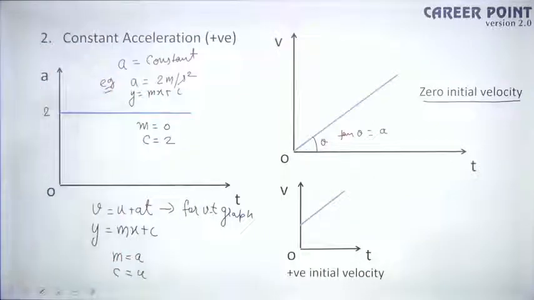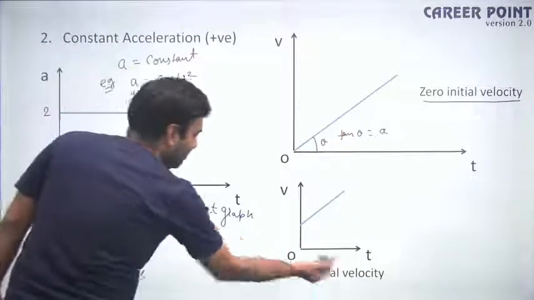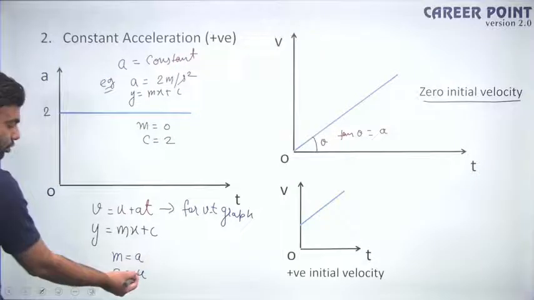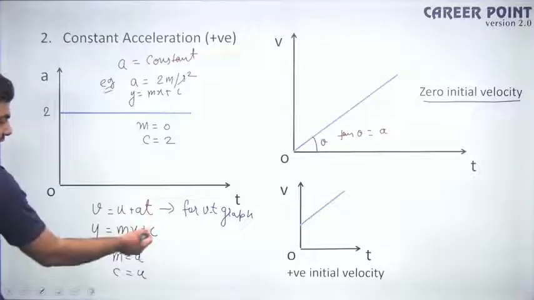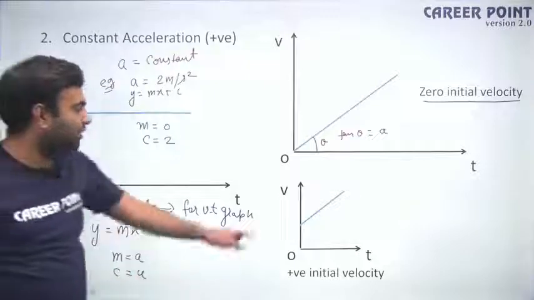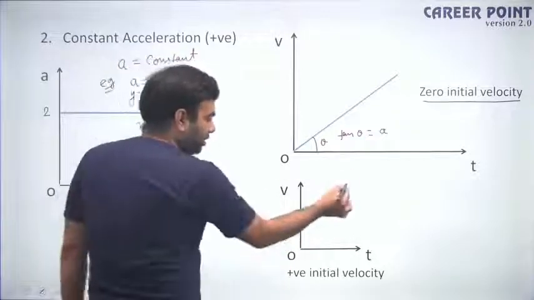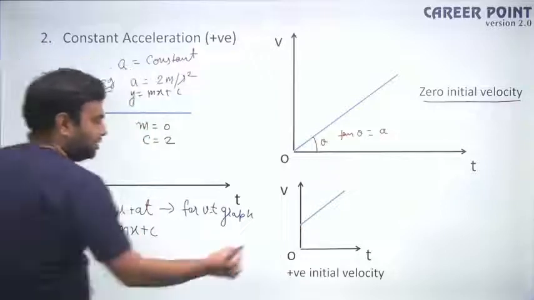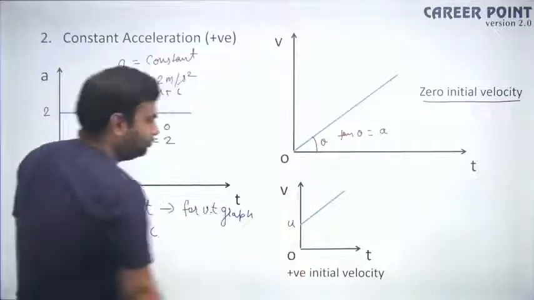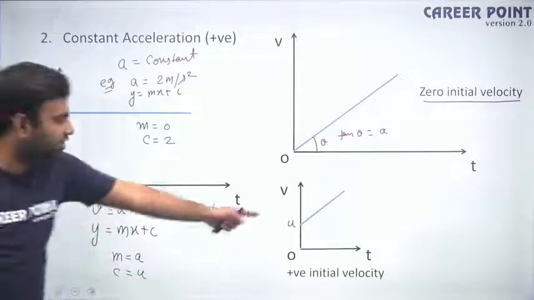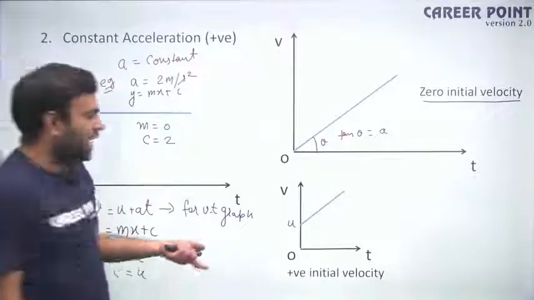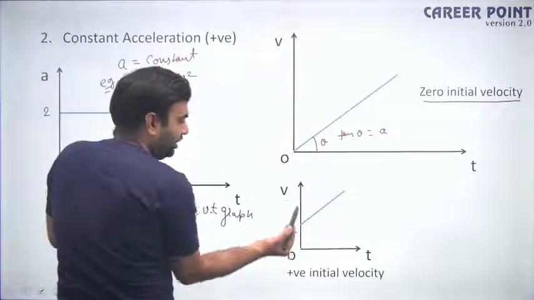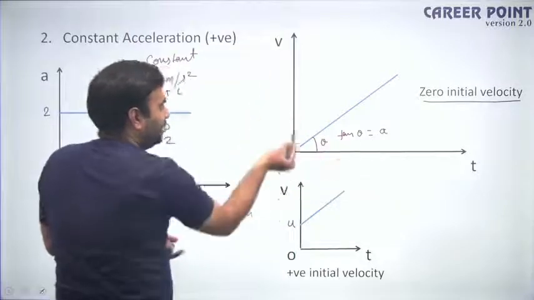So if the initial velocity is positive, if u is positive, that means c is positive. So the graph will be like this. It will cut the velocity axis at the point 0 comma u. That means this is the initial value of u, this is the initial velocity simply. See, at time t equals 0, the initial velocity is u. At time t equals 0, its velocity was 0.